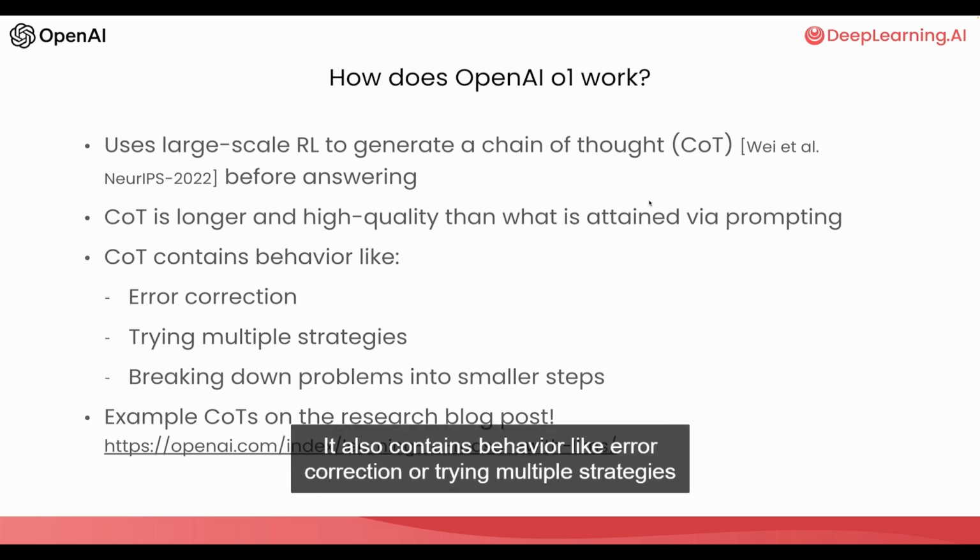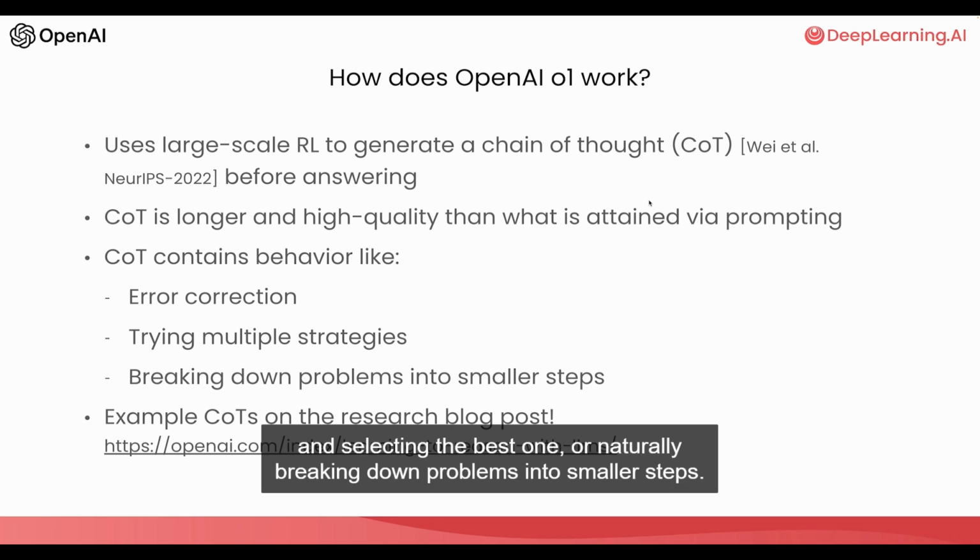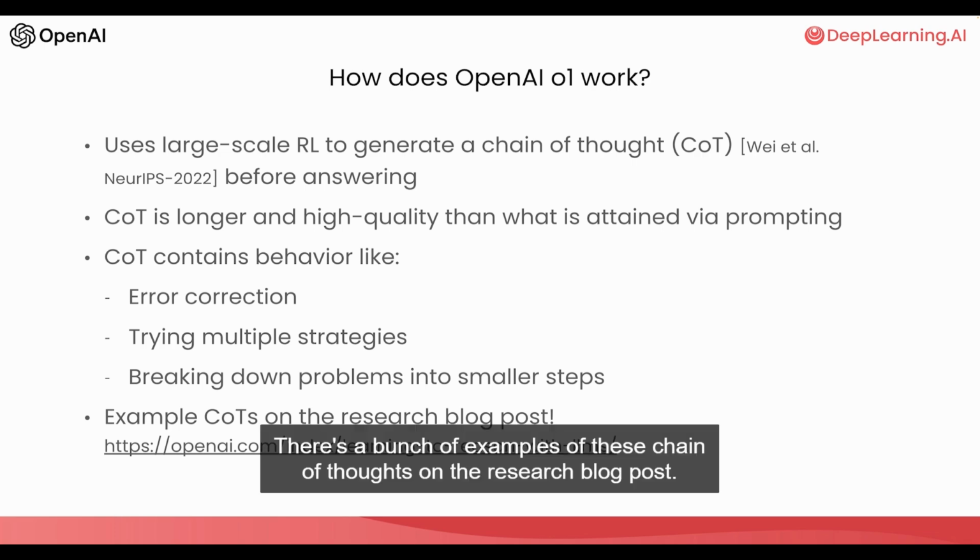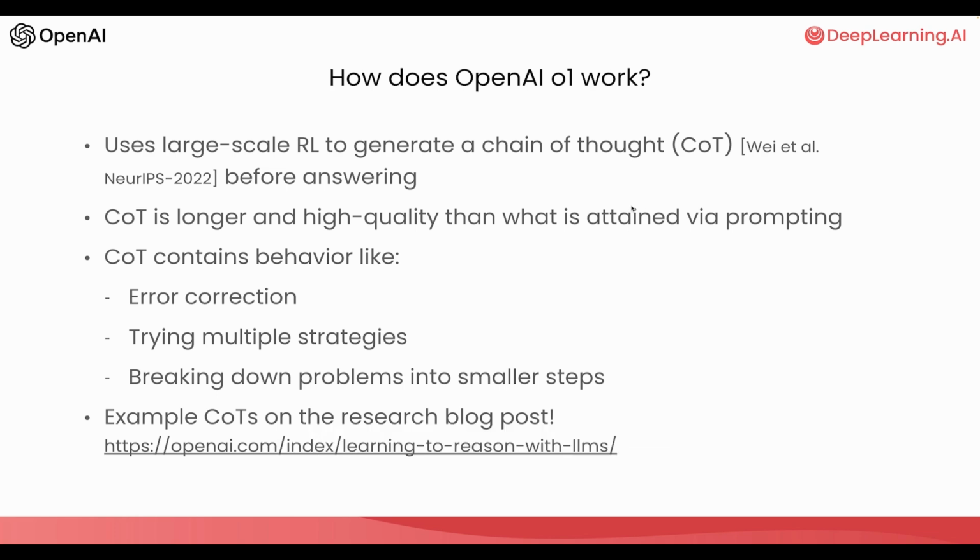It also contains behavior like error correction or trying multiple strategies and selecting the best one, or naturally breaking down problems into smaller steps. There's a bunch of examples of these chains of thought on the research blog post if you want to dig a little bit further.